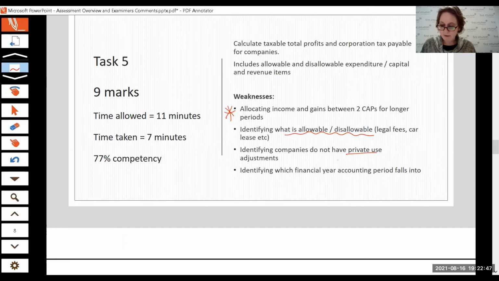Knowing that companies don't have private use adjustments for capital allowances, we've just talked through that, and identifying which financial year an accounting period falls into. So they're the weaknesses. This is all just taken from the examiner's report. It's available on the AAT site for you to download and read. It's also available on the FI site if you're an FI student. It's on your course.